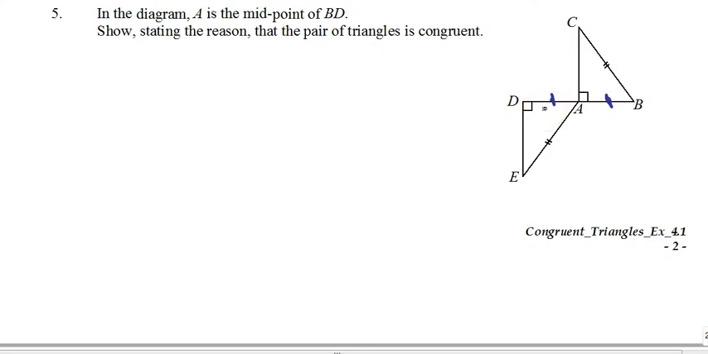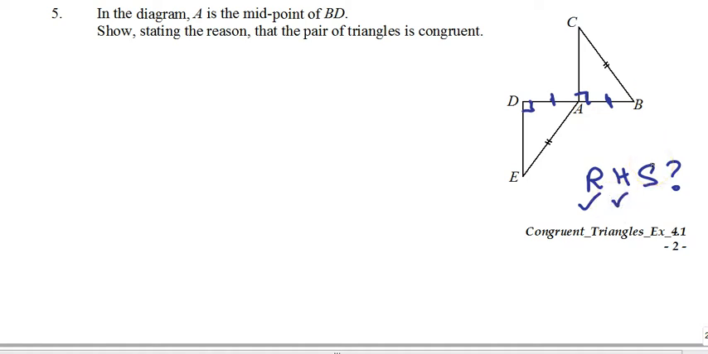Okay, so again, out of the 5 tests, I have to decide which one to use. The first clue that you are given is that you have two right angles here. So we will then try and check, can we use the RHS condition? We know that we have the right angle. Now, do we have the hypotenuse given to us? You can see that both the hypotenuses are given to be equal, so we know we have the H.